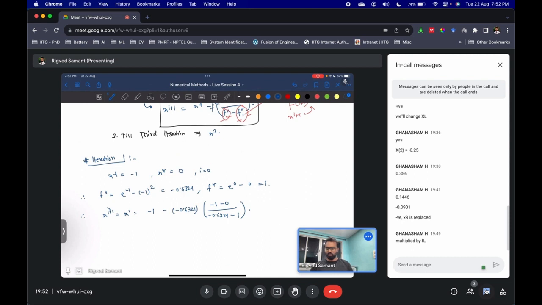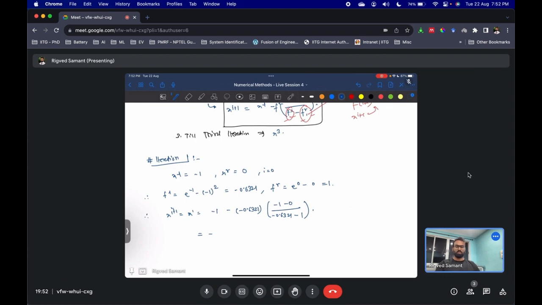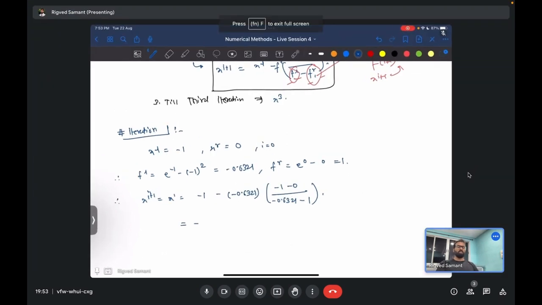right? So what will be the value? It will be 0.6127.